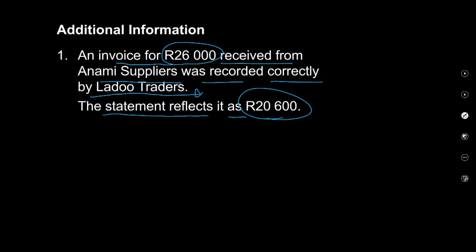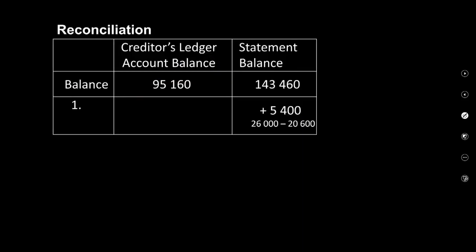It's correct in the books, in our books, in Laddu Traders' books. However, the statement from Anami Suppliers shows 20,600. What's the difference? Let's look at the difference and see here. Clearly you can see that the correct amount was 26,000. They reflected it as 20,600. That means they reflected an amount too little, right?